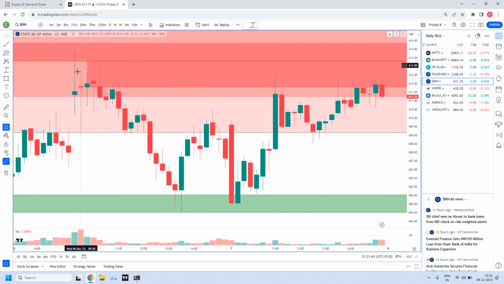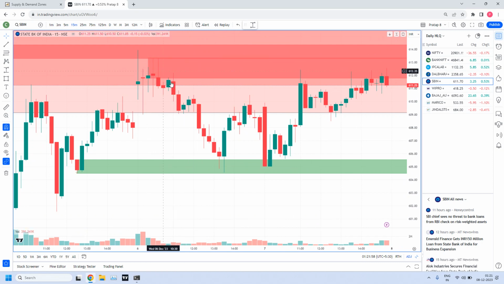By considering all these things, moreover this 15-minute zone is again a high liquidity zone. It is supporting multiple tests. This is the first test, again second test, third test, fourth test, fifth test, sixth test. It is supporting multiple tests. This is a 15 minutes high liquidity zone.